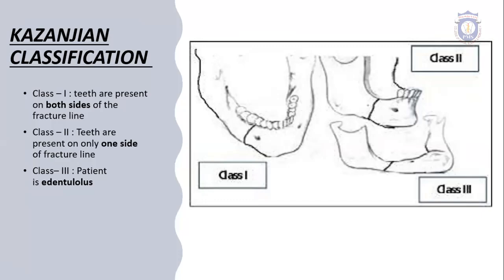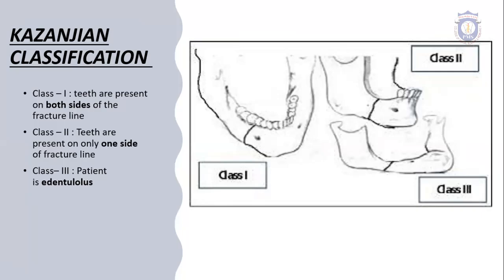Class 1 is the teeth are present. It is according to the presence and absence of teeth. That is the basis of Kazanjian's classification. So class 1, teeth are present on both sides of the fracture line. Class 2, teeth are present only on one side of the fracture line. Class 3, the patient is completely edentulous.